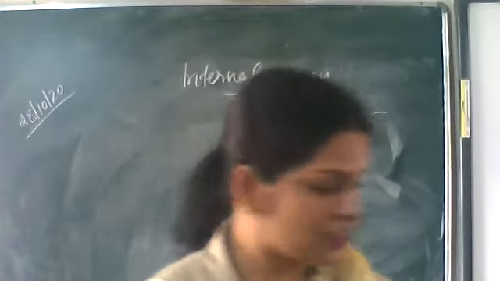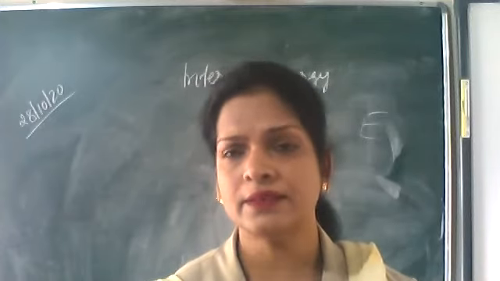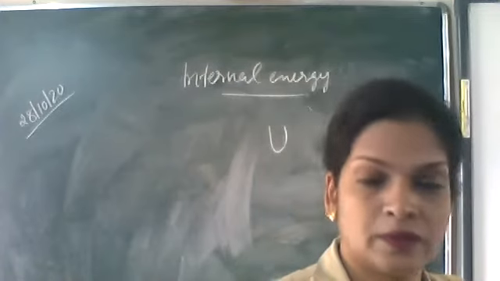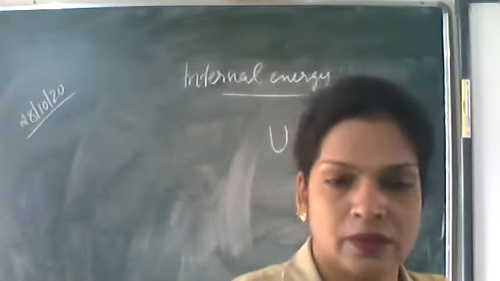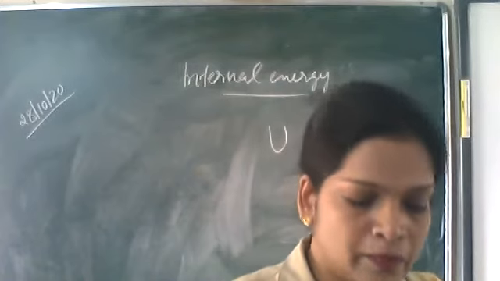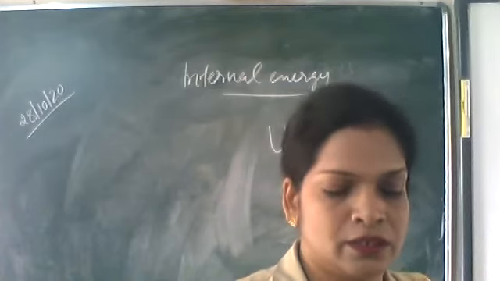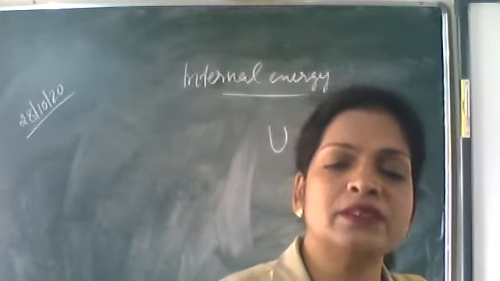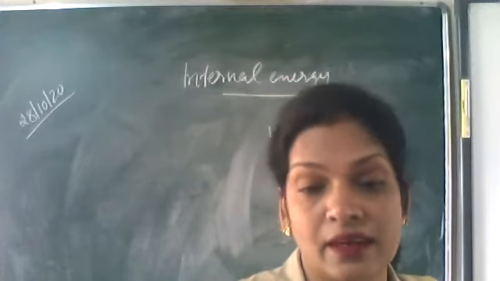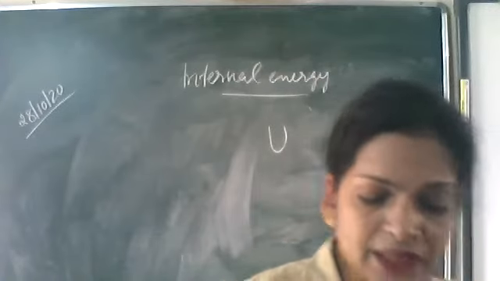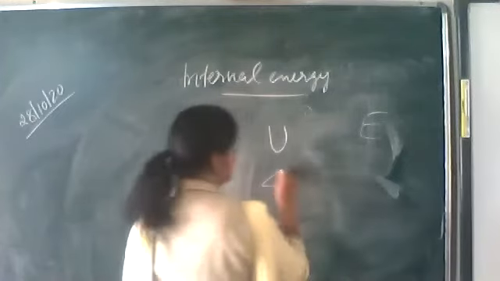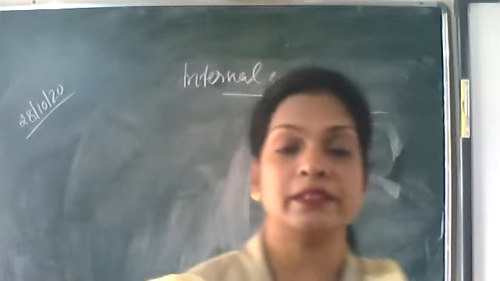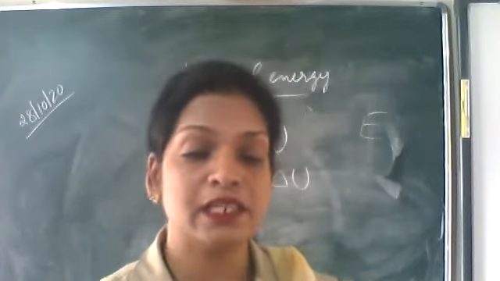So internal energy, write down what is internal energy. It is a sum total of all types of energies of a system. In brackets you write chemical energy, electrical energy, mechanical energy, kinetic energy, potential energy, sound energy. It comprises all types of energy and we call it internal energy, U. Change in internal energy is denoted by delta U. Any change you can show by delta U.